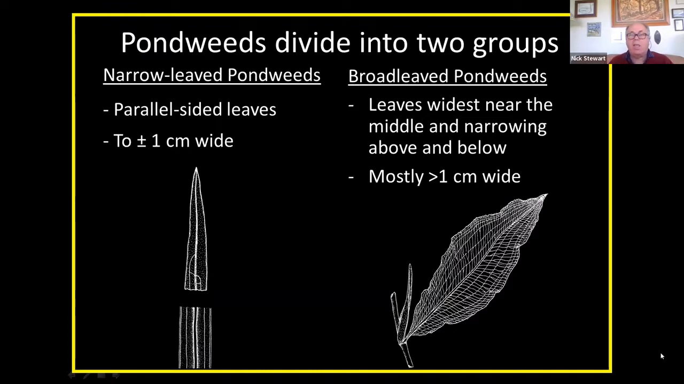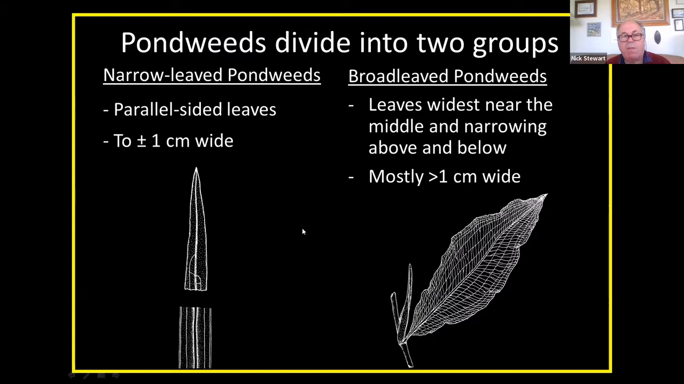And the pondweeds divide into two groups, the narrow-leaved pondweeds and the broad-leaved pondweeds. Today we're going to be talking about the broad-leaved pondweeds, but just quickly to discuss the differences. The narrow-leaved pondweeds all have leaves that are less than a centimetre wide. Broad-leaved ones have leaves which are generally more than a centimetre wide. However, there are a few species where it's a bit ambiguous. They're about 1 centimetre wide.